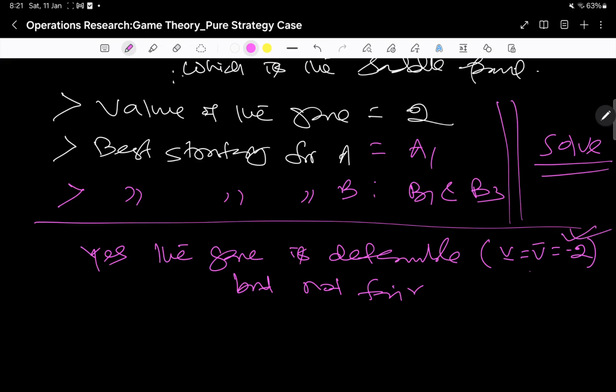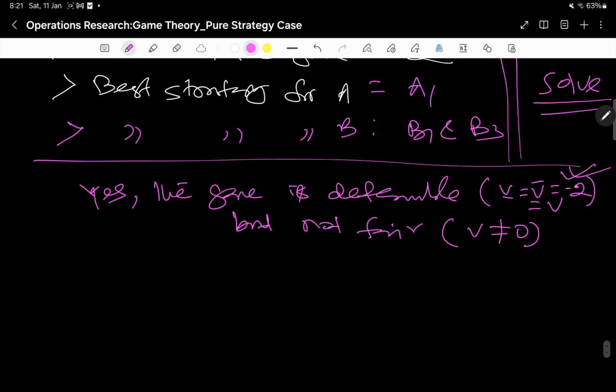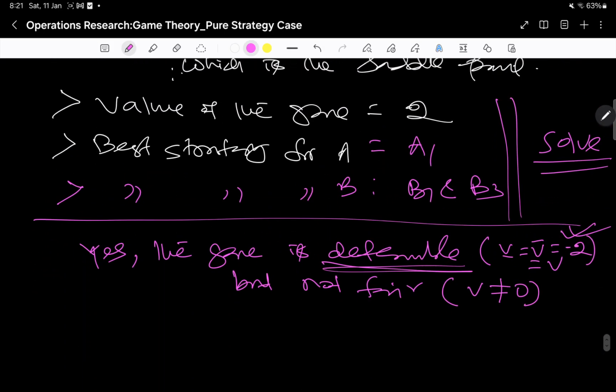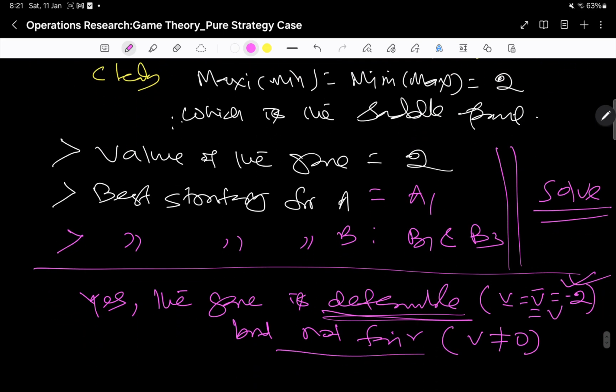Why is it not fair? Because V is not equal to 0. So it is not fair. Is it a two-person zero sum game? Yes, it is a two-person zero sum game. Yes, the game is determinable. Then is the game fair? It is not fair.